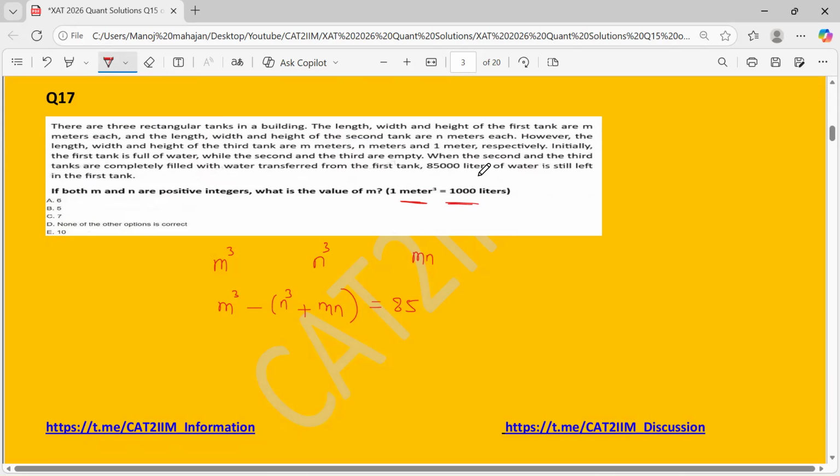So 85,000 liters would be nothing but 85 meter cube. And of course, this volume we are going to get in meter cube only. So we are not going to equate to 85,000, it would be 85. So some of the students must have tried doing it by equating with 85,000. So that will not be the right stuff. So can you put like this? If I say ultimately M cube is what? 85 plus n cube plus m into n.